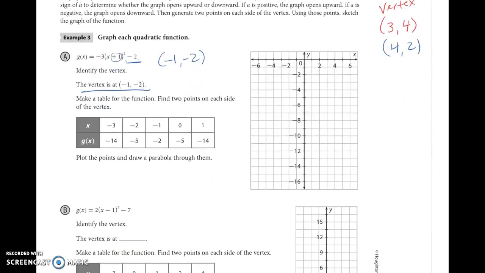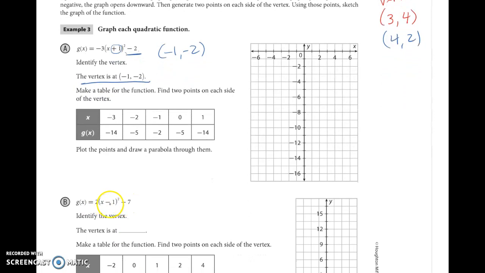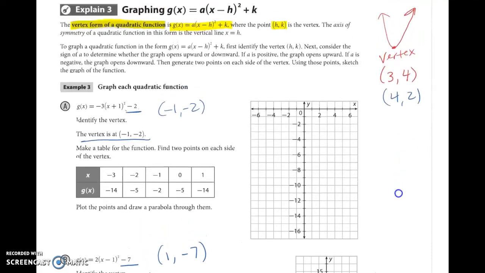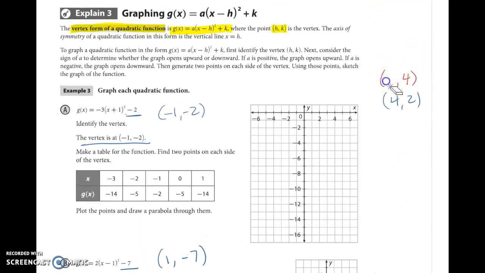For b down here, it says identify the vertex. So here is negative 1, we switch the sign, so it's going to be positive 1, and we keep the sign of k on the outside. So my vertex here is going to be 1, negative 7. And then the reason that I chose to start with example 3 first is because I kind of want you to see the whole picture. So let's go through example 3a together, and I'm going to show you how I would graph this.